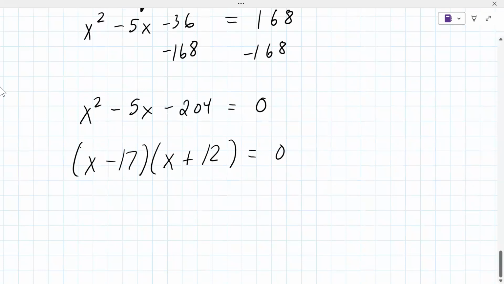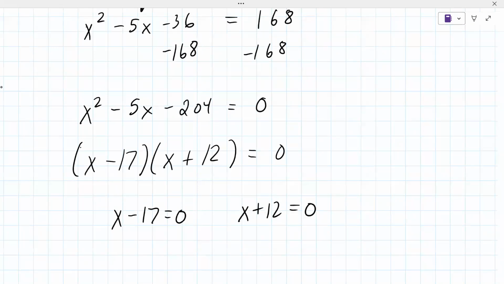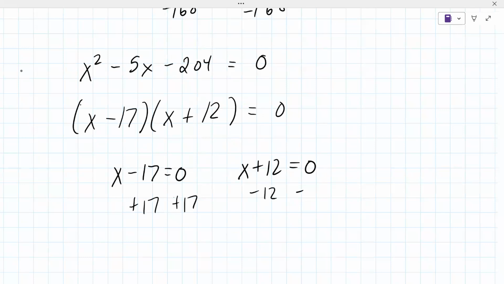And we're still not done. You have to set each of these equal to 0. So we're going to add 17 to both sides of the equation, subtract 12 from both sides of the equation. So X equals 17 and X equals negative 12.